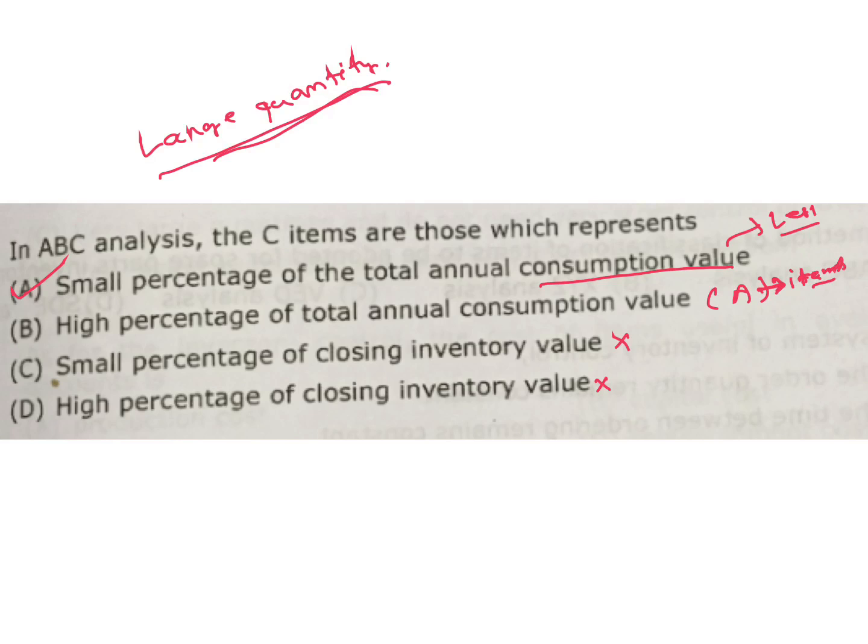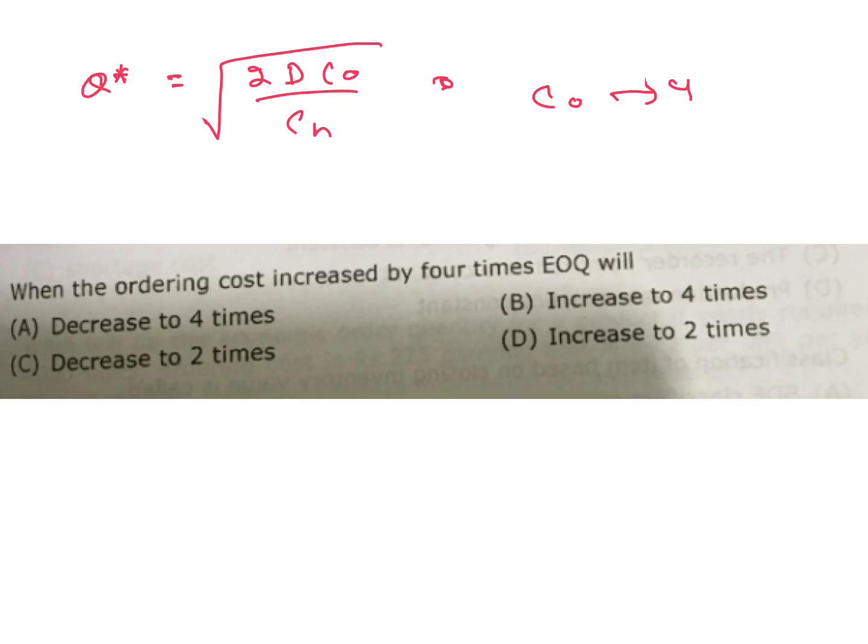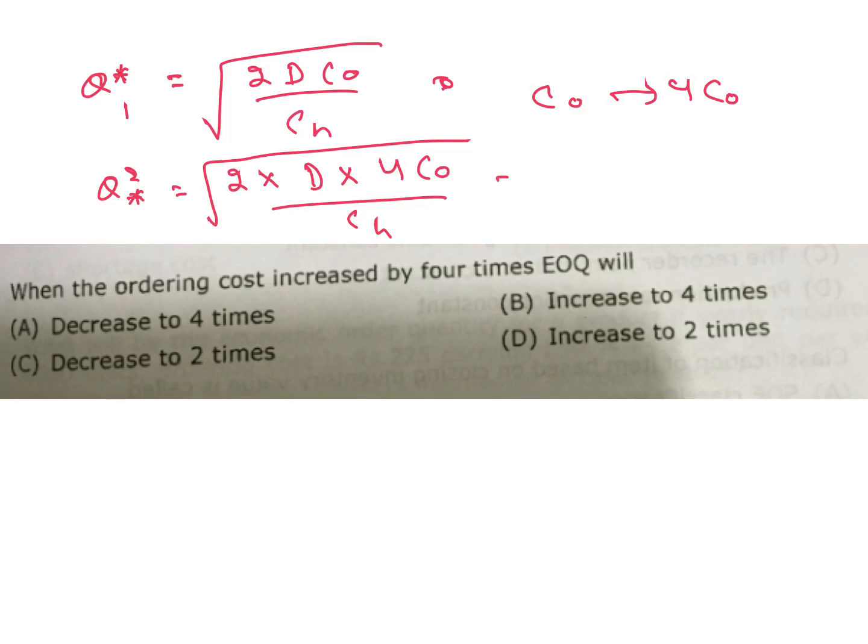EOQ, Q star, is root of 2DCO by CA. These things were already explained. So here the ordering cost CO is increased by 4 times. Q star is root over 2D times ordering cost; if ordering cost is 4 times, root of 4 is 2, so Q star 2 increases by 2 times relative to Q star 1. D is the answer.